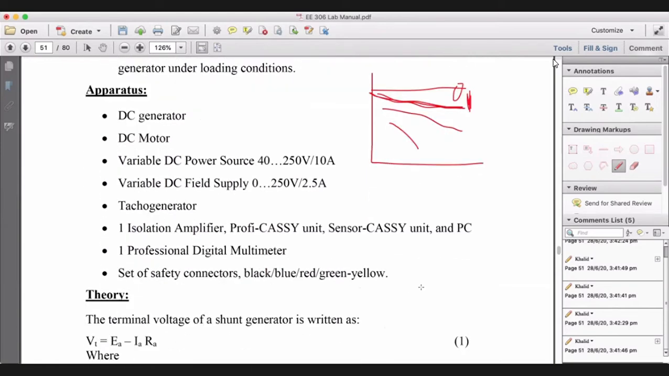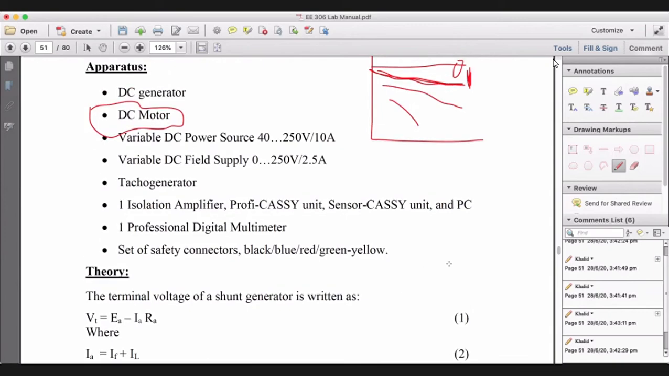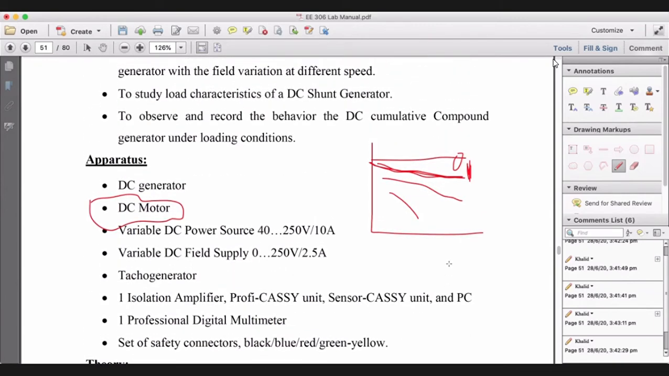We have a generator, but we have a motor here, gentlemen. This is a very important thing, motor. We have discussed in our class that EA equals K phi omega. You remember this? EA equals K phi omega. This omega is the speed with which the generator is rotating.